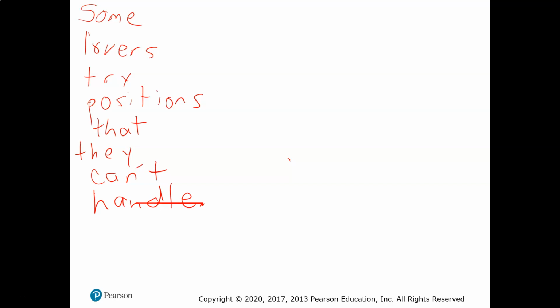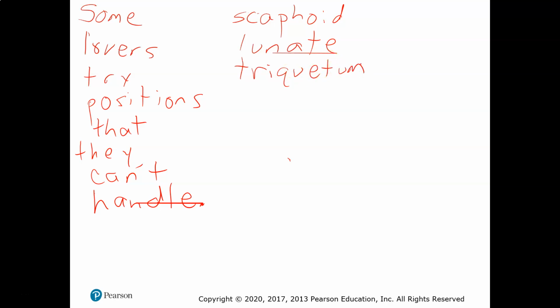So it's going to be the scaphoid, and so there are 2 rows of 4 bones each. So it's the scaphoid, the lunate, and one thing about the word tri is it does go with the bone triquetrum. And then the 4th bone in that row is called the pisiform.